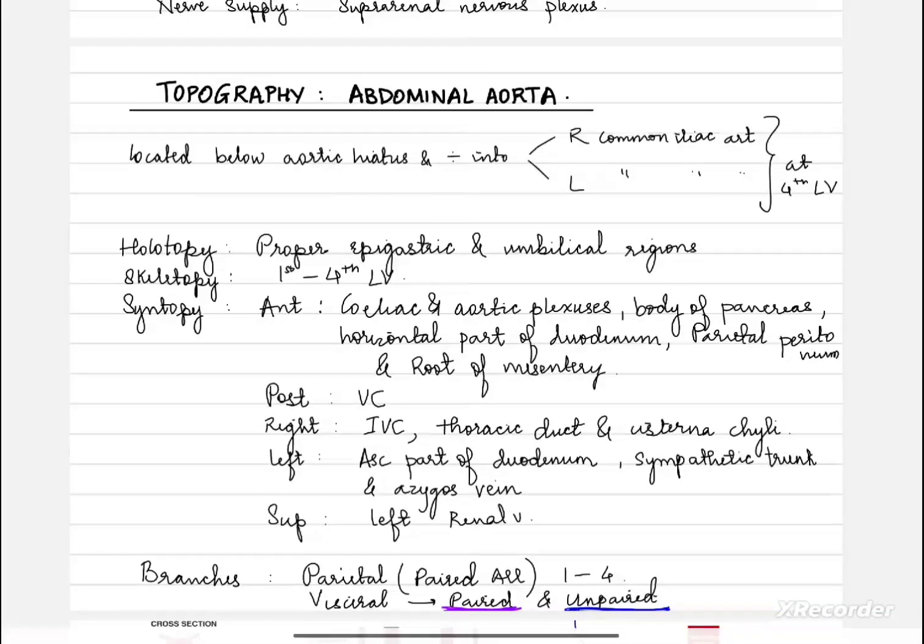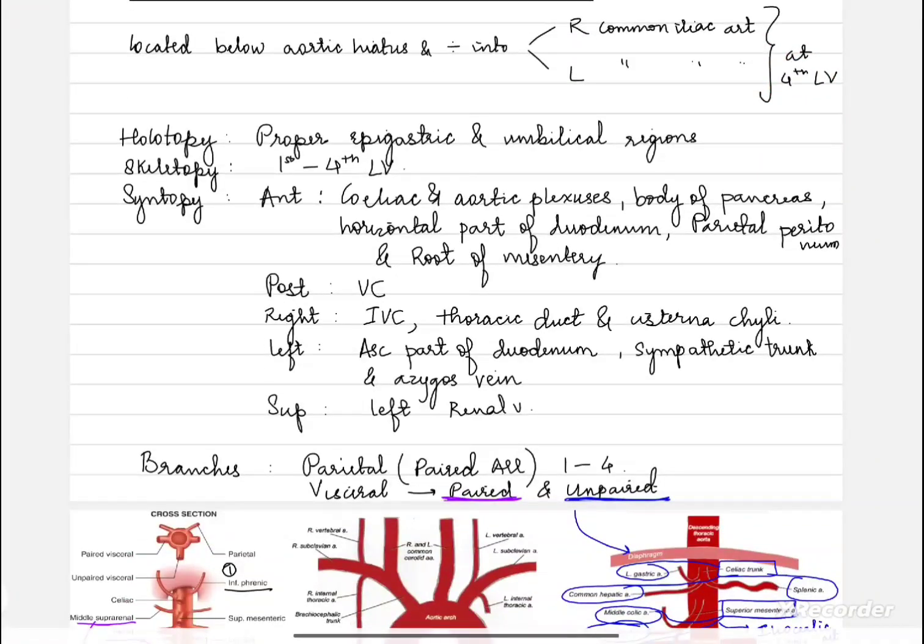In the topography of the abdominal aorta, the abdominal aorta is located below the aortic hiatus and it is divided into the right common iliac artery and left common iliac artery at the level of the fourth lumbar vertebra. Its holotopy is the proper epigastric and umbilical region. Skeletotopy is first to fourth lumbar vertebrae.